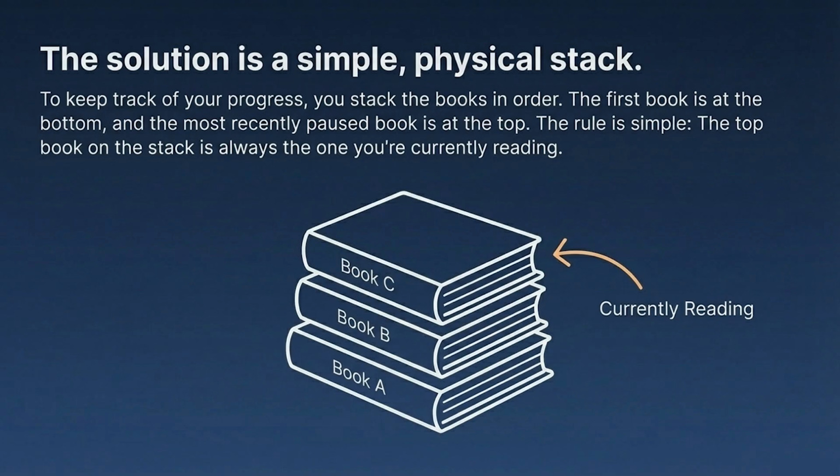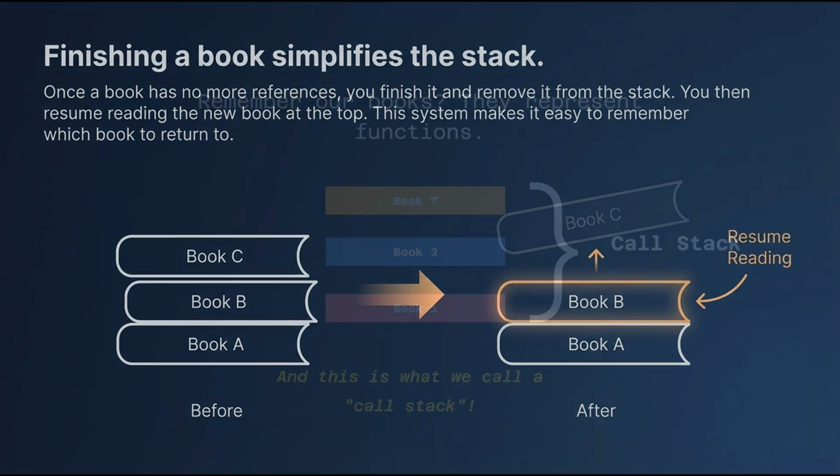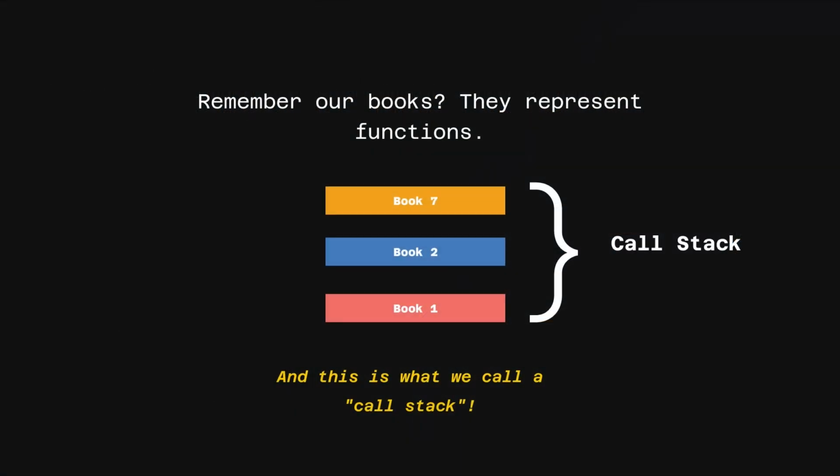This stack makes it easy to remember which book to return to after finishing a reference. The top book on the stack is always the one we're currently reading. Once we finish a book, a function completes its execution, we remove it from the top of the stack, and the book that was previously below it becomes our new focus. Repeat this process until the stack is empty. So that's essentially how the call stack works.